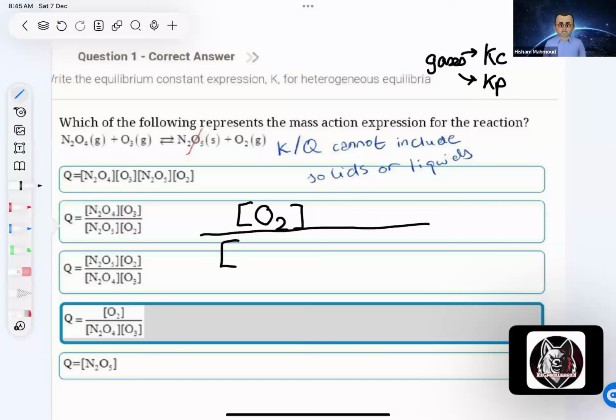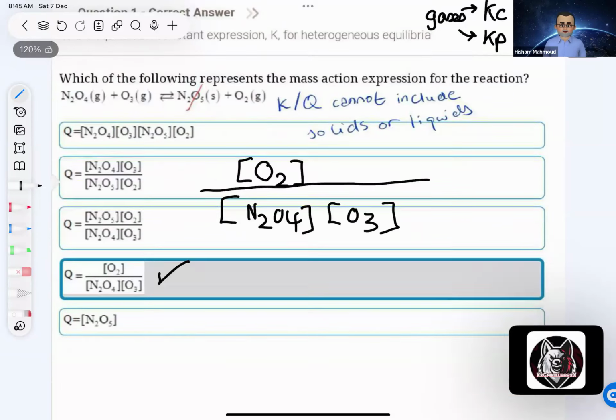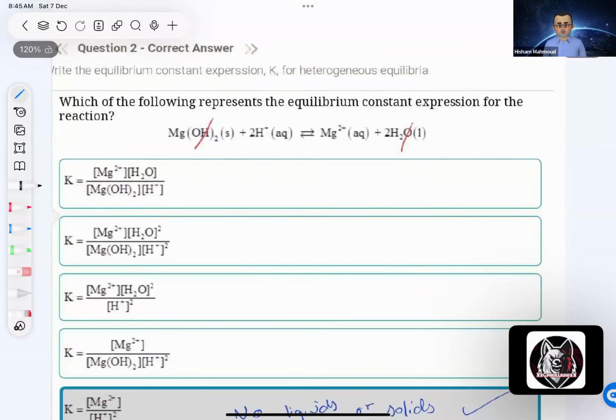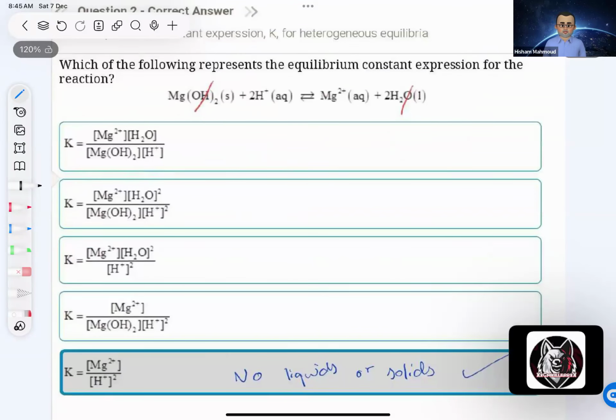And then I divided by the first reactant, which is N2O4, multiplied by the second reactant, which is the ozone. So this is our third option, the correct one. Right, next one. Which of the following represents the equilibrium constant expression for this one? Again, I will not include liquid, and solid also no.